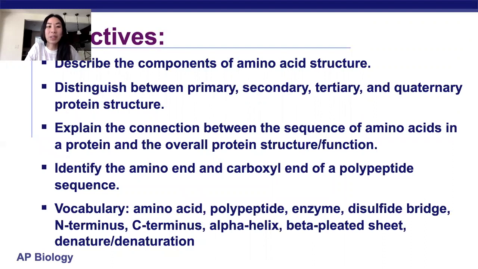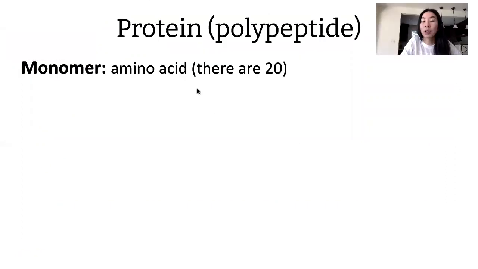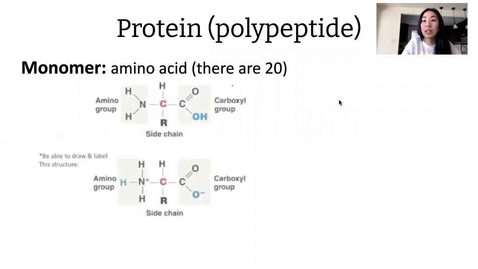Next one is protein. This one I wanna spend more time on, because for the pattern matching they only talked about amino acids, and I'm gonna focus on building on the amino acids. Proteins are also known as polypeptides. There are 20 amino acids, so the monomer is amino acids. There are 20 different kinds. This is the general structure of the amino acid.